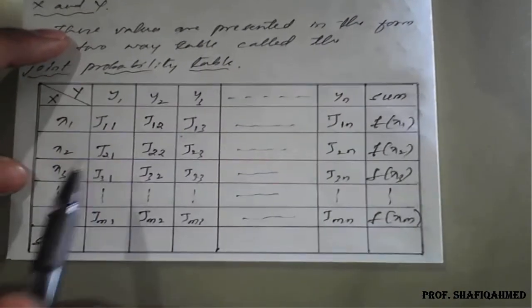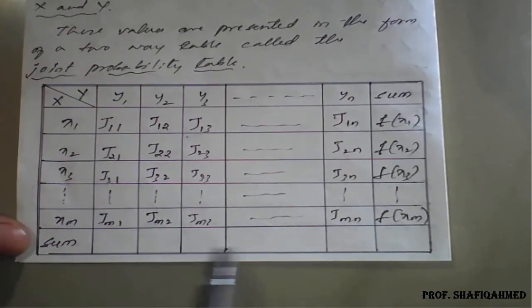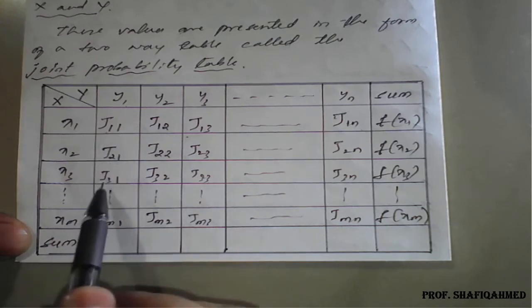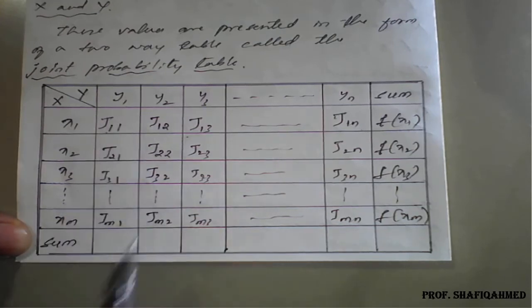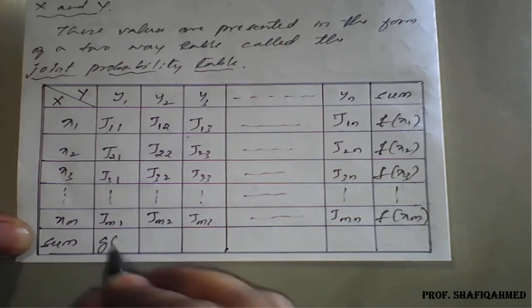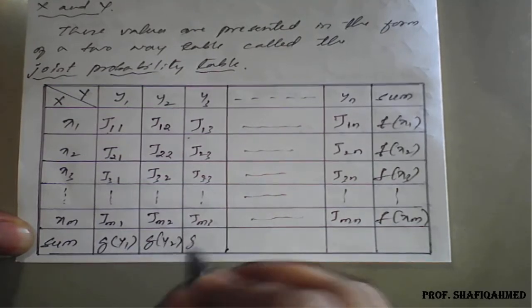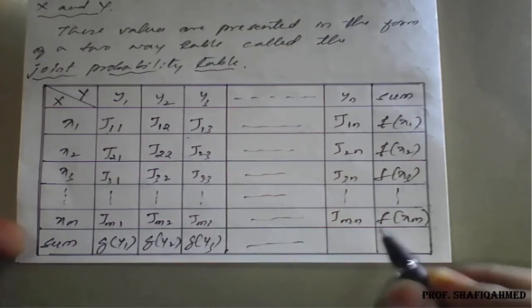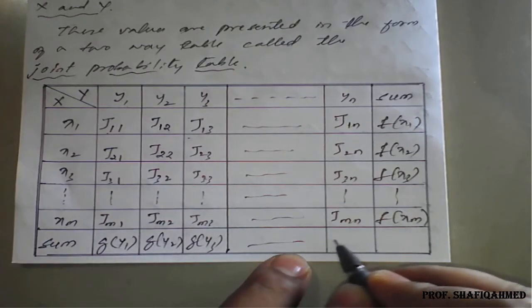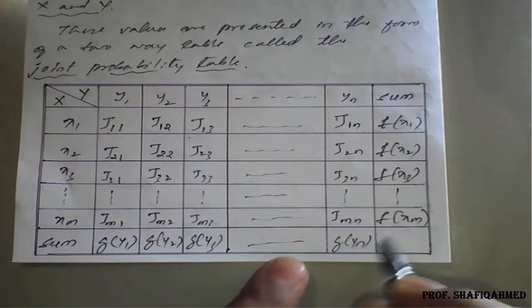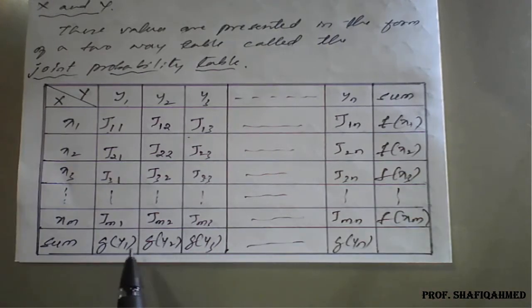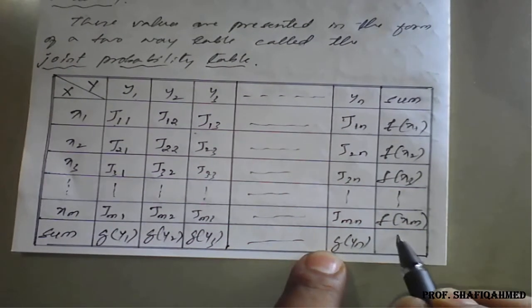Similarly, we have to go vertically also, addition. So we have to write the summation here: j of 1 1 plus j of 2 1 plus j of 3 1 plus so on. So what is the value here? I will consider another function, g of y1, g of y2, g of y3, so on, g of yn. And the rule says that if you add the summation of this sum with this sum, this result will always be 1.